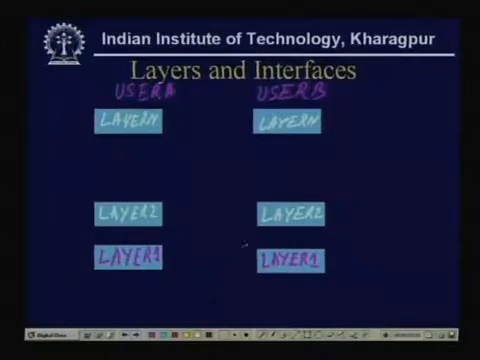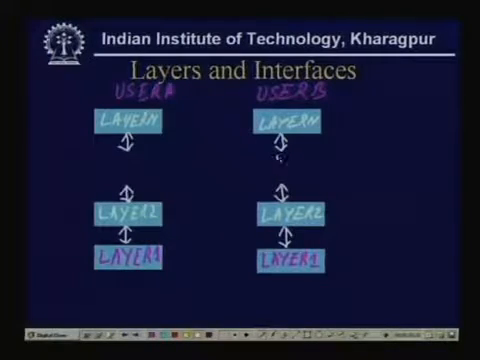So we have grouped into n layers, and as we can see, there is a layer boundary or interface. Layer 1 has an interface with layer 2 of this user of this system. Here also you have an interface between layer 1 and layer 2. Then layer n has an interface with layer n minus 1, and layer 2 has an interface with layer 3, and layer 2 on this side also has an interface with layer 3. So here we have got n layers on two sides.